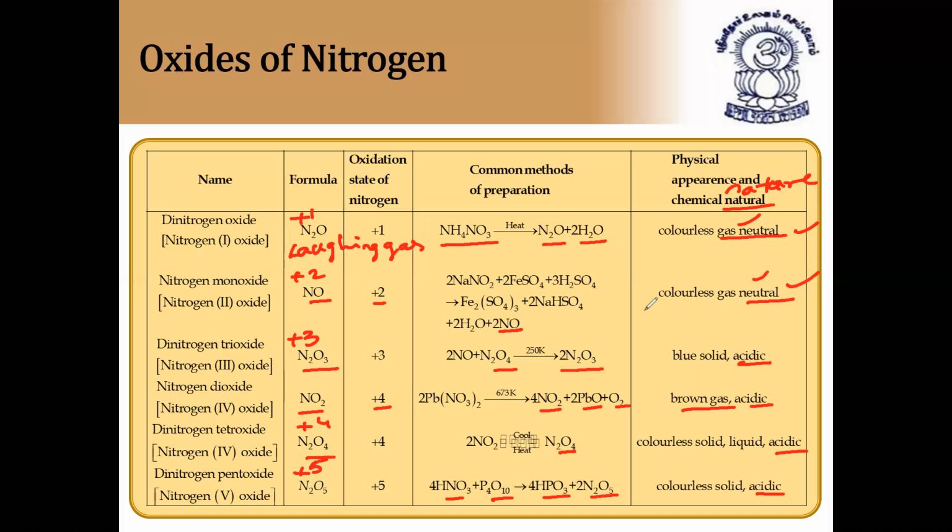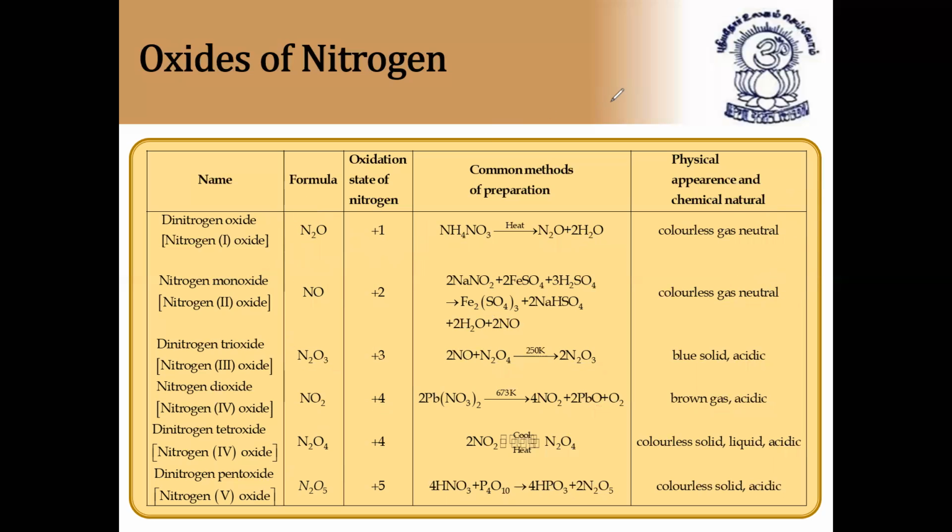All non-metallic oxides are generally acidic in nature, but some non-metallic oxides are neutral. That is, the non-metallic oxides with a lower oxidation number on the non-metal are said to be neutral in nature. I hope it is clear. This is very, very important. Let us see the structures of these now.